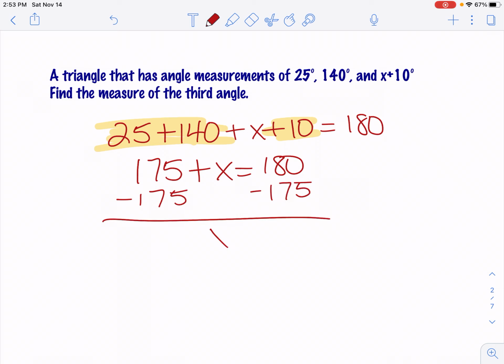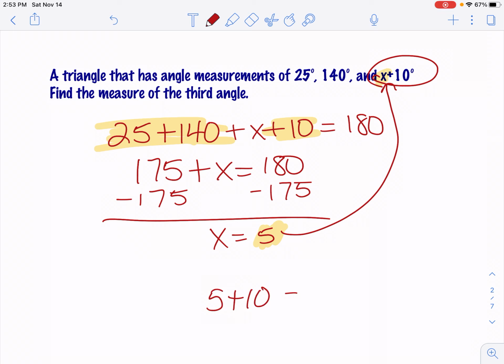But once again, my missing angle is not equal to just 5. It is equal to the x value plus 10. So I need to take this value and plug it into that algebraic expression to discover that missing angle will be equal to 15 degrees.